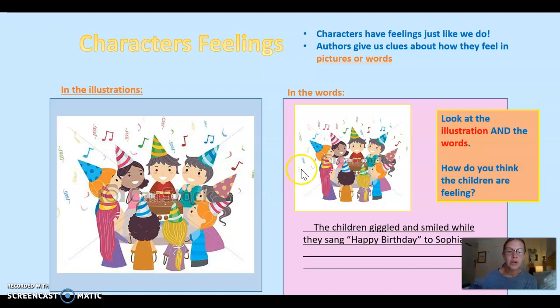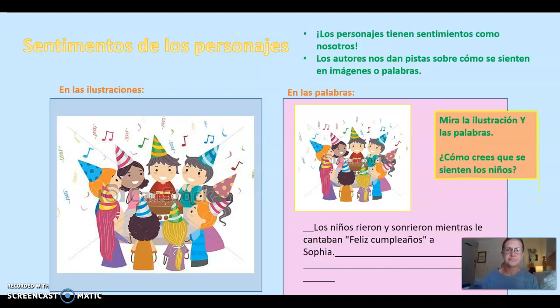And I could show that through the words by saying, the children giggled and smiled while they sang happy birthday to Sophia. So I wrote that they giggled and they smiled, which usually would tell you that someone's happy. If I'm giggling and I'm smiling, it probably doesn't mean that I'm sad. I'm probably happy about something. So you need to look at the illustrations or the pictures and the words, and ask yourself, how are these children feeling? How would you be feeling if you were singing happy birthday to someone? It's just connecting and trying to feel what that character might be feeling.